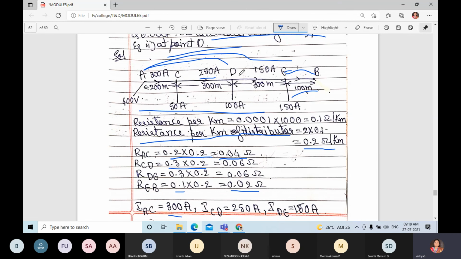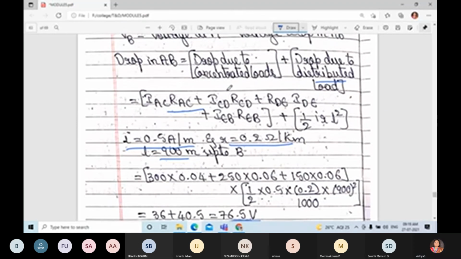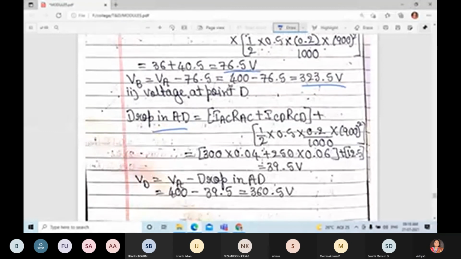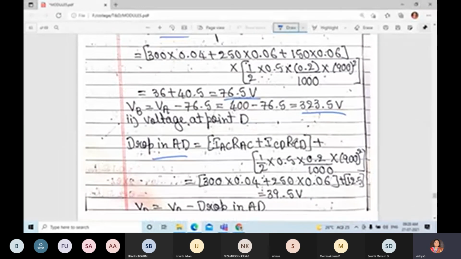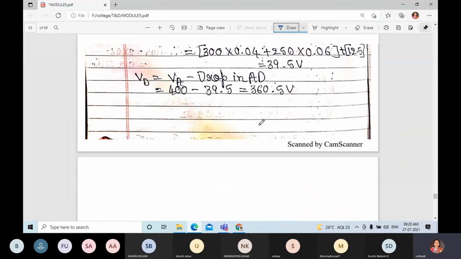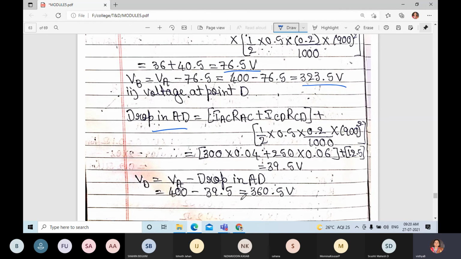Okay, so you need to consider the resistance and current from A to C, and the current and resistance between C and B. Okay, what they have written here. And next, the drop due to the distributed load, that is 1 by 2 into R into I into L square, that you need to consider. Drop in AD. Okay, 400 minus the drop in AD, which is 39.5, you will get 36.5 voltage.